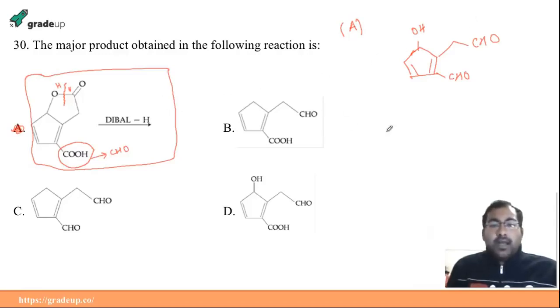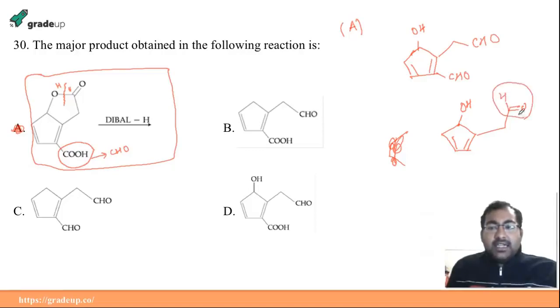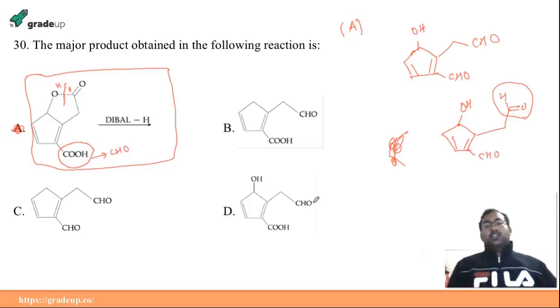And so when it reduces it, this bond is going to get opened. It's a 5 atom ring. What you are going to get here is double bonds, and then this O will have an H, right? We are breaking the bond from here, and this carbon has a double bond and it has an H. So basically this is a CHO, and then here this acid is going to be reduced to CHO.